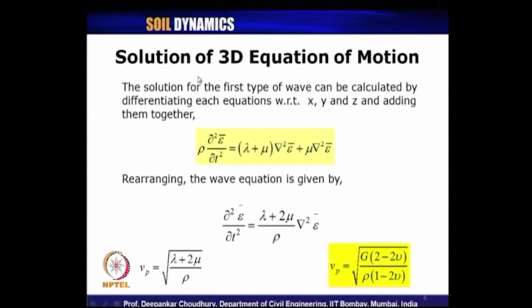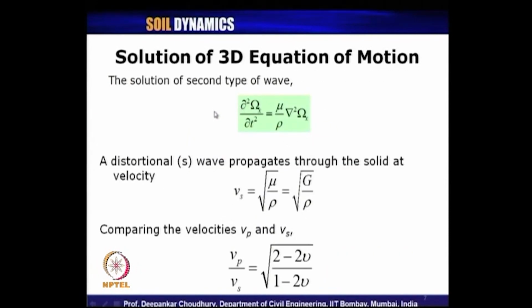Then, to obtain the solution for the 3D equation of motion, what we had obtained, I have shown in the first slide today. So, for the first type of wave, we have obtained the wave equation, and in that we have expressed the primary wave velocity V p in terms of the two Lami's constants and density of the media like this, and in terms of shear modulus and Poisson's ratio and density of the material, V p is expressed by this expression.